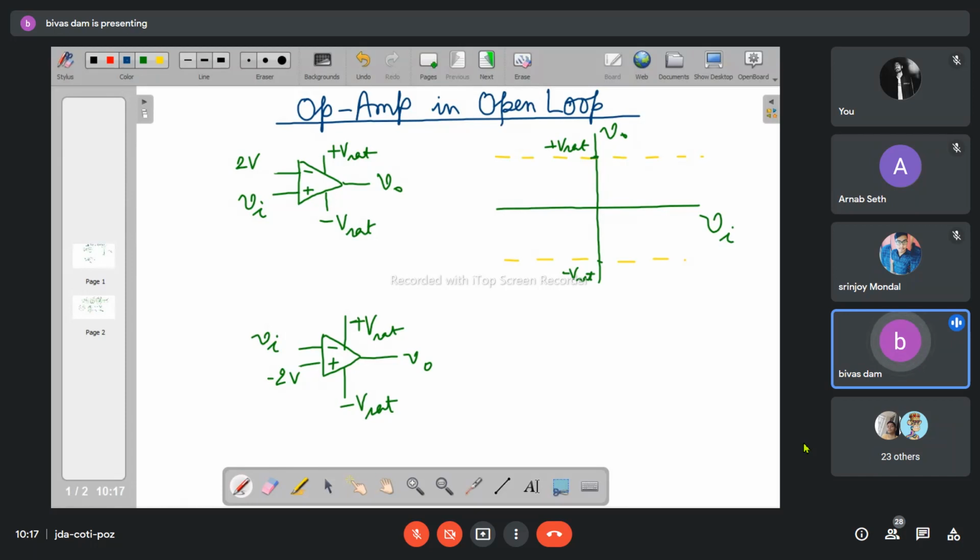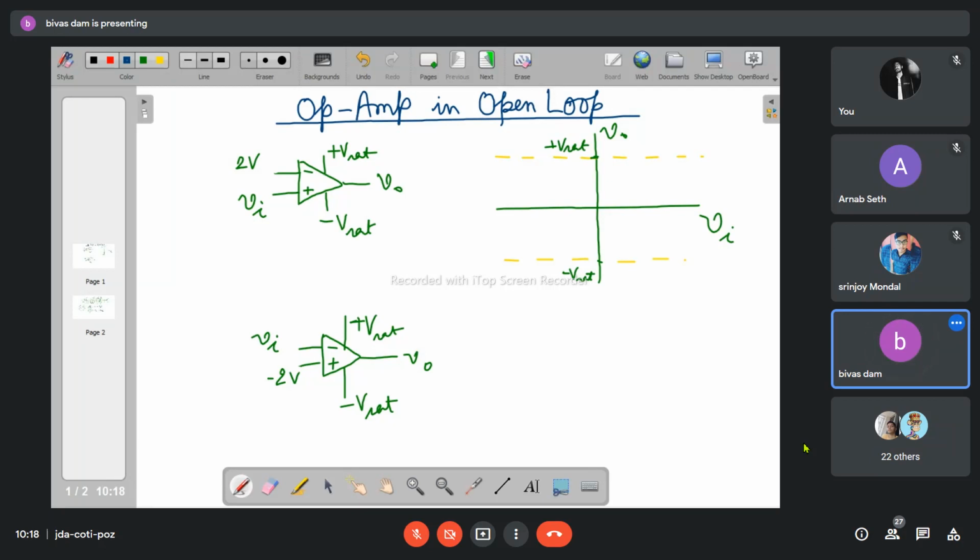Now, positive and negative means definitely not 0.1 millivolt positive or 0.1 millivolt negative. That 0.1 millivolt, I am assuming to be on the y-axis itself, at the origin itself. So I'm not talking about that. Sufficiently positive and sufficiently negative, I am talking about that only. So whenever the input difference voltage is positive, output has got to be plus Vsat. Input difference voltage is negative, output has got to be minus Vsat. That is universally true.